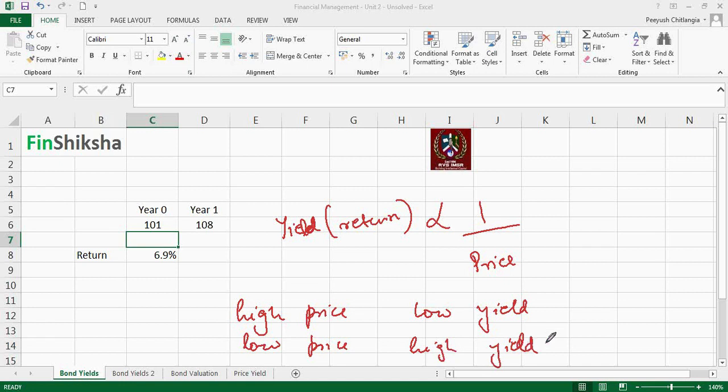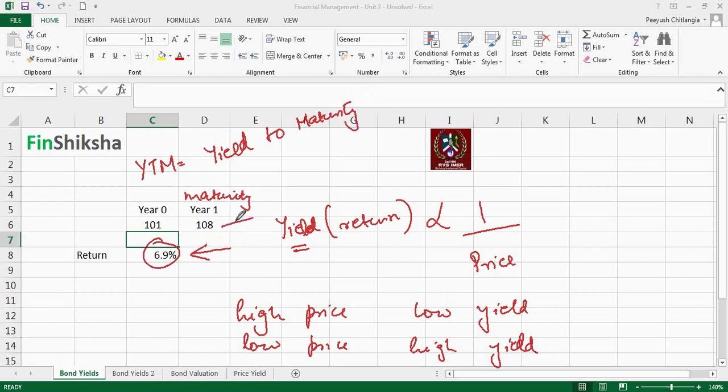We are trying to essentially understand what is the return on a particular bond, or the yield on a particular bond, also commonly known as YTM. What does YTM mean? That's yield to maturity. Remember, this return of 6.9% is only going to come if you hold it to the maturity of the bond. That's when 108 comes to you. If you sell in between, the price could be different. We don't know what that price is, right? So that's an important premise.